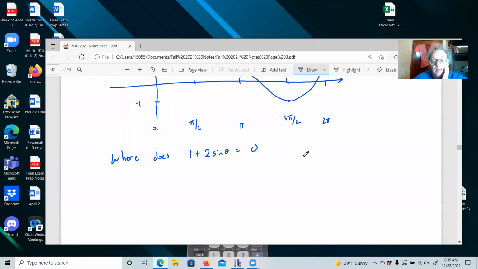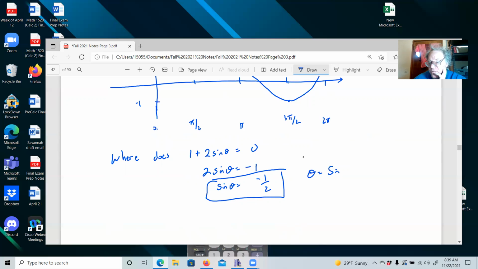Right? So what we're going to do is say 2 sine theta is equal to negative 1. We're just pushing the 1 to the other side. Sine theta is equal to negative 1/2. This is a nice problem, because it's one that you know, right? Theta equals sine inverse of negative 1/2. What value is that, right?